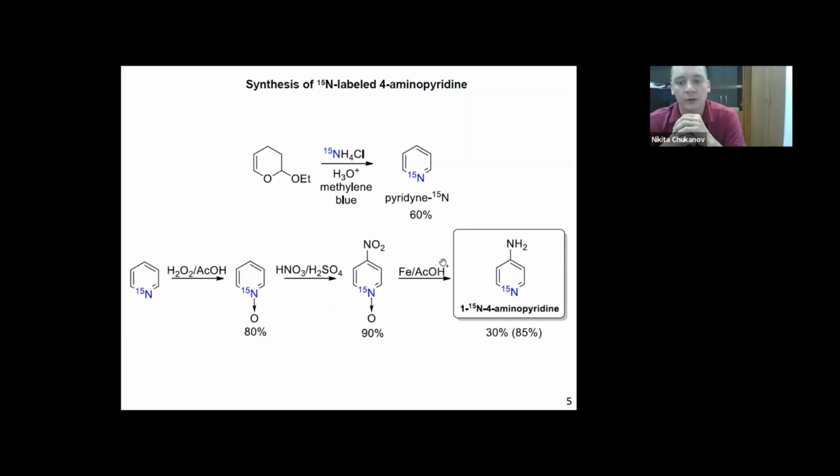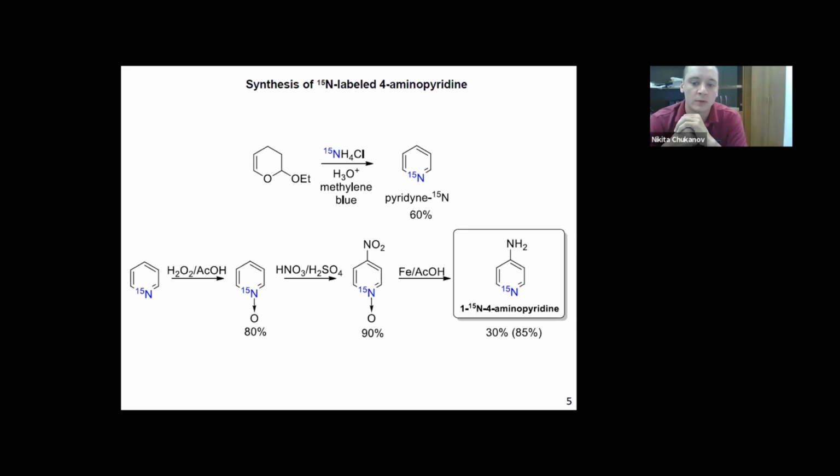The third biomolecule is 4-aminopyridine, which is used as a research tool in characterizing subtypes of the potassium channels. We synthesized this compound using ammonium chloride in the first step to obtain N15 pyridine with 60% yield.